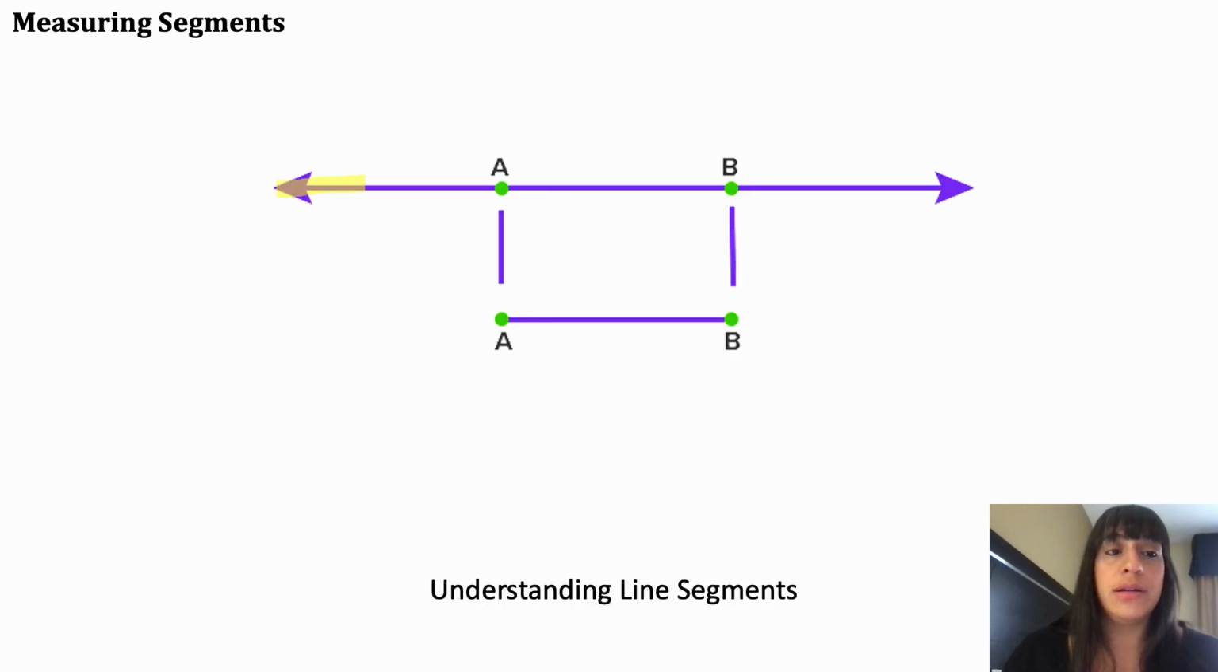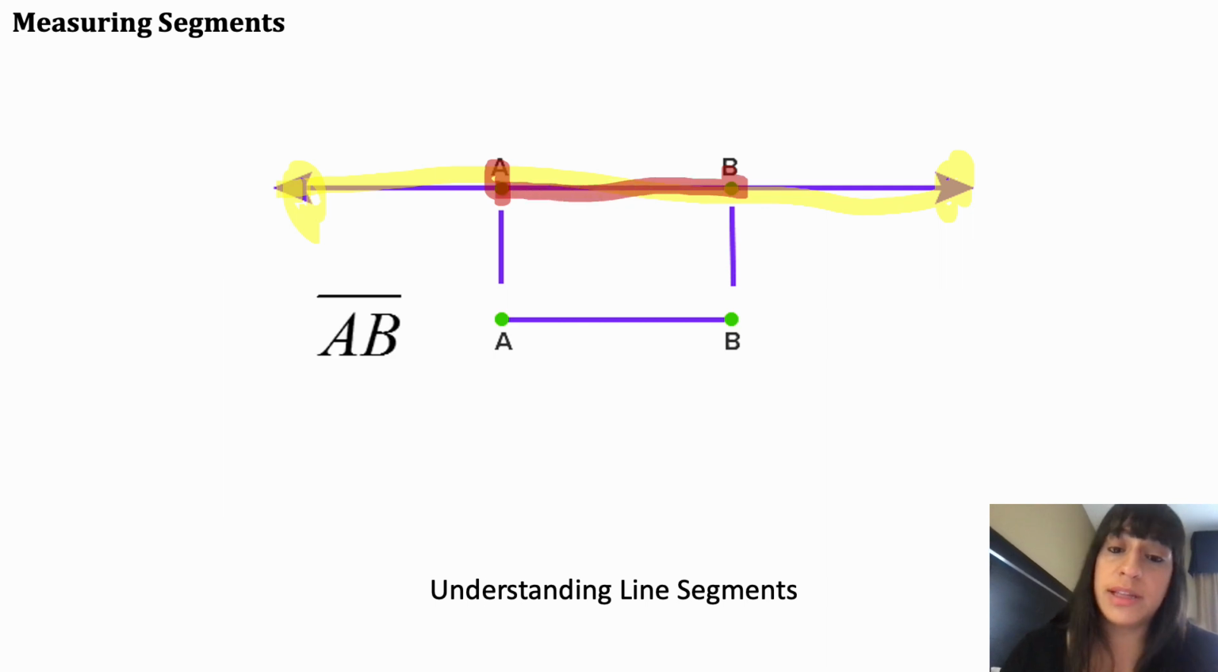So this whole thing with our 2 arrows on the ends, we already learned is a line. But when we identify 2 points, point A and point B, this here is something that we can measure. It's the first thing in geometry that we can actually measure. That is a line segment.